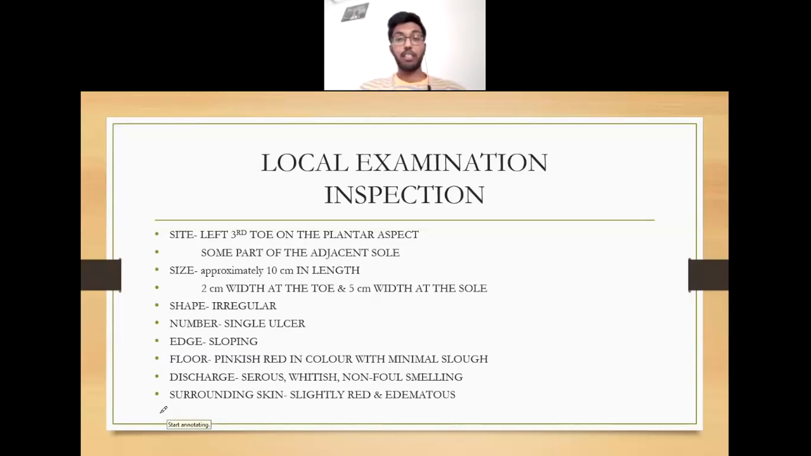The size of the ulcer is approximately 10 centimeters in length and 2 centimeters wide at the toe and 5 centimeters wide at the sole. The edge of the ulcer is a sloping edge, and the floor is covered with pinkish red granulation tissue and very minimal slough. There is a serous discharge, which is whitish and non-foul smelling. The surrounding skin is slightly red and edematous.